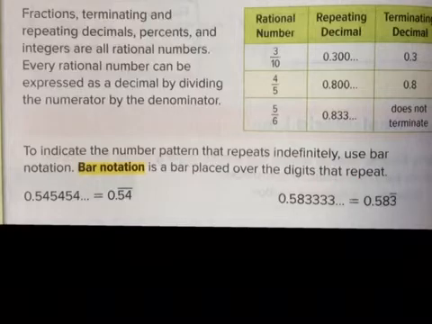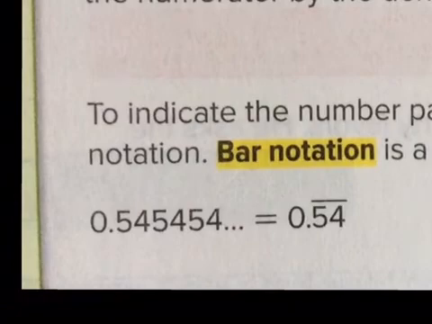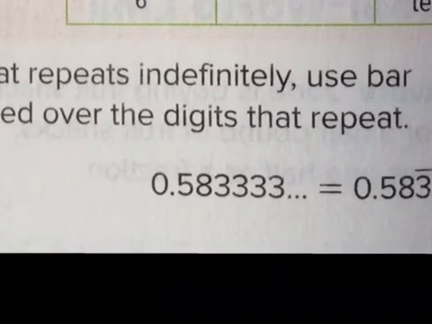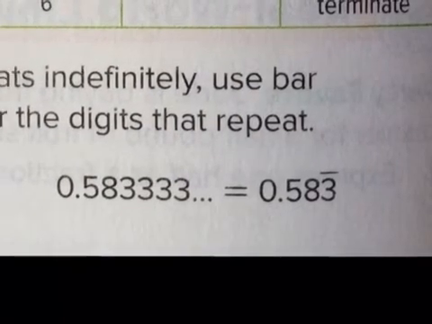Sometimes it might be 1, sometimes it might be 2. Look here. We have 0 decimal 5-4, 5-4, 5-4, infinitely, right? So we put the line over both the 5 and the 4. And then when you look here, we don't have any decimals repeating yet, not yet, and then the 3 starts to repeat infinitely. So we only put it over the 3.